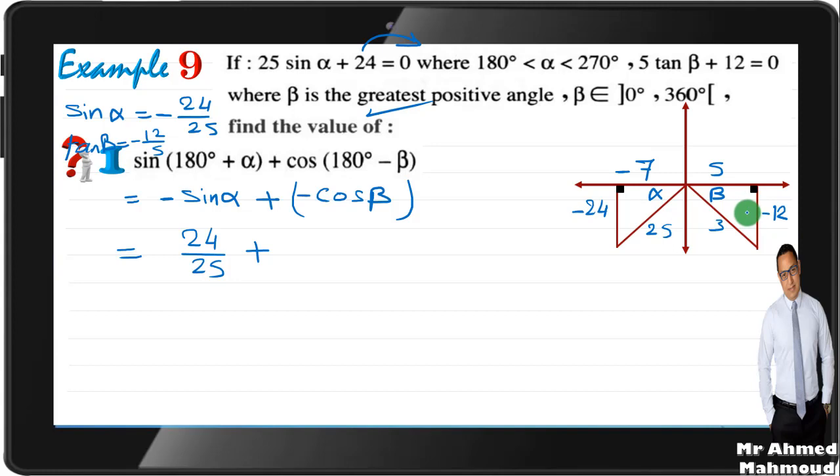cosine beta. Cosine beta is the adjacent over hypotenuse, which is 5 over 13. It will be, because we have negative here, so it is negative 5 over 13. It equals 187 over 325. The next one.